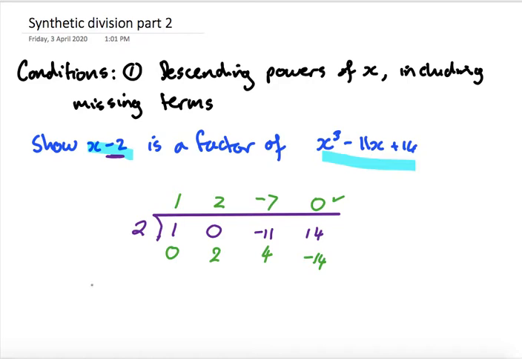So therefore, you've got x minus 2, and the other factor would be x squared plus 2x minus 7. That one won't factorize very nicely, but we'll learn about that later on.